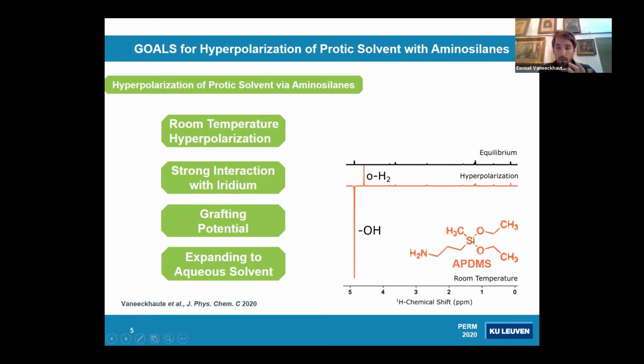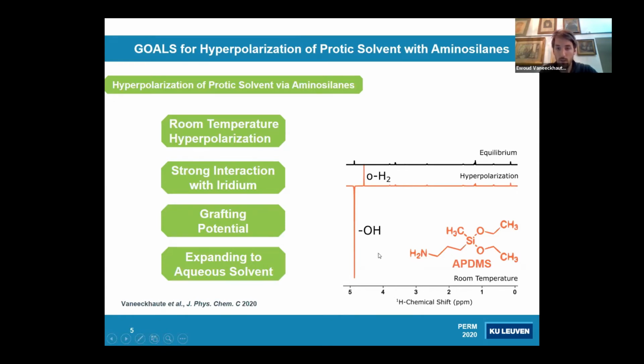One of the very good things is it has a huge grafting potential. So we are now researching what the grafting potential is. What you can do is these ethoxy groups can go off, and you can displace them by, for example, a cyanol group. So you can graft this ligand on a silica surface, which is quite amazing. And then also the goal is later trying to expand to an aqueous solution.